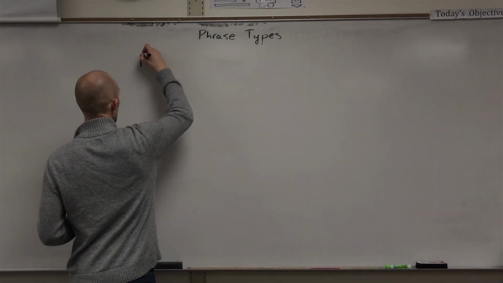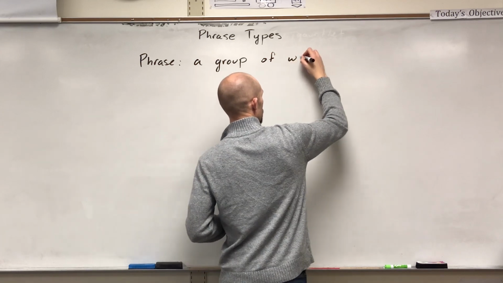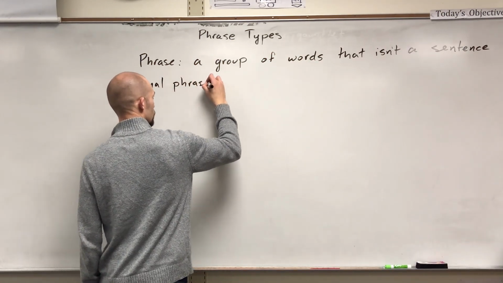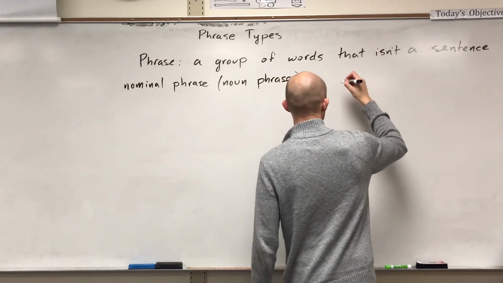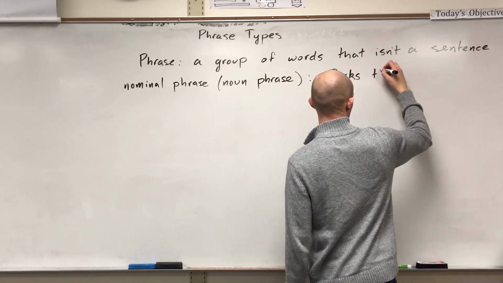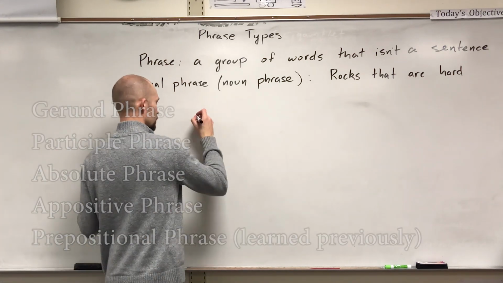Let's talk about phrases. First, a phrase is a group of words. It's not a sentence. Now, there are all kinds of phrases, like nominal phrases. Nom means name, as in noun. Rocks that are hard, or fish in the brook, or blue flowers from the garden. A group of words acting like a single noun.